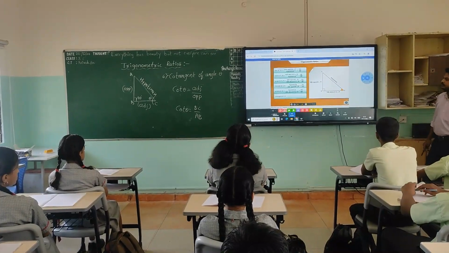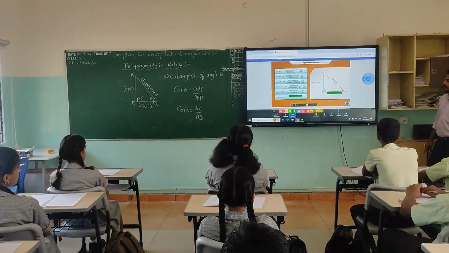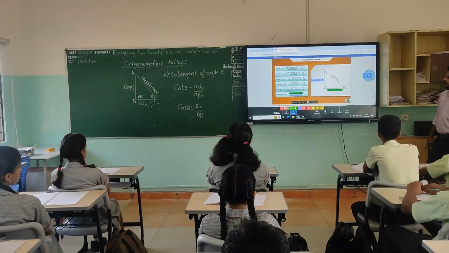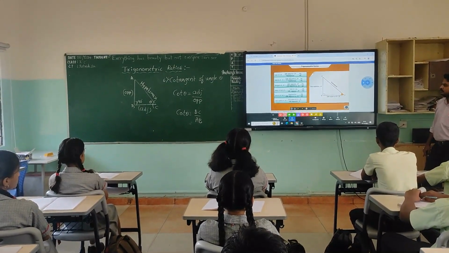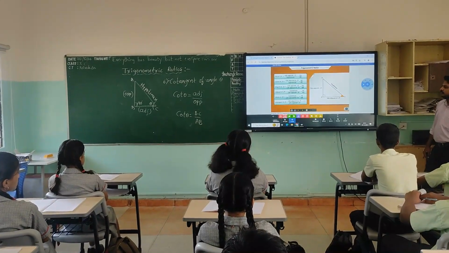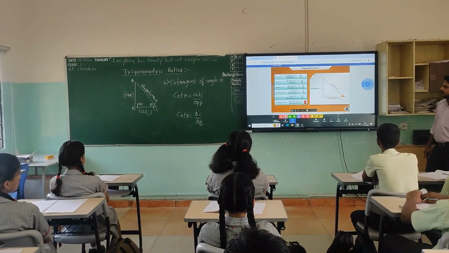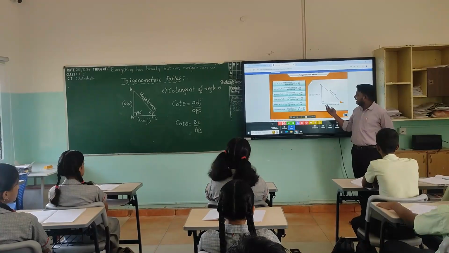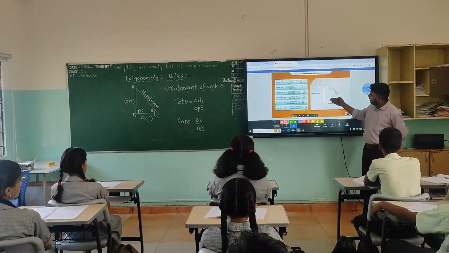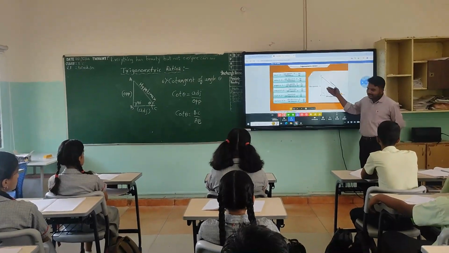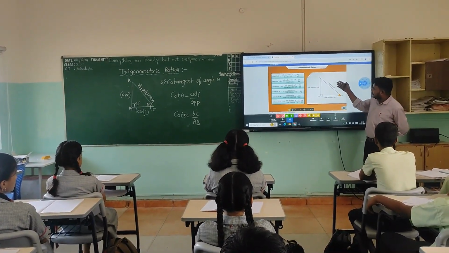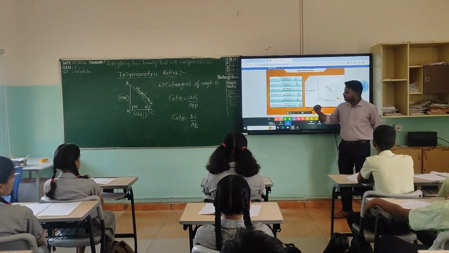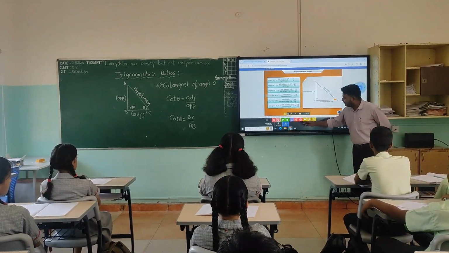Cotangent of angle R is equal to the side adjacent to angle R divided by the side opposite angle R. So, cotangent of angle R is QR upon PQ. Clear? So you can take any right angle triangle, and based on the theta, you will get opposite, adjacent and hypotenuse. So from hypotenuse, adjacent and opposite, you will get 6 ratios. Clear?